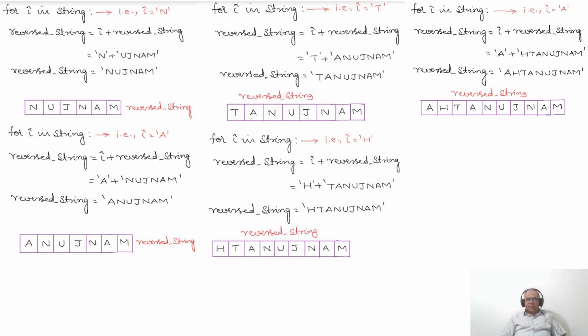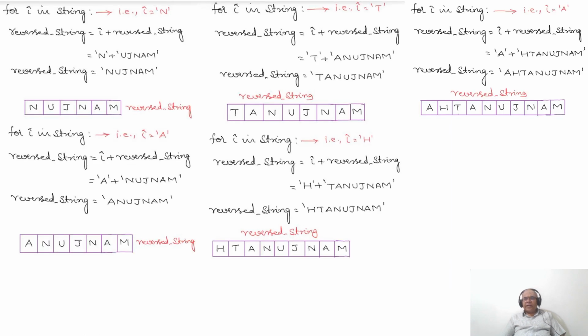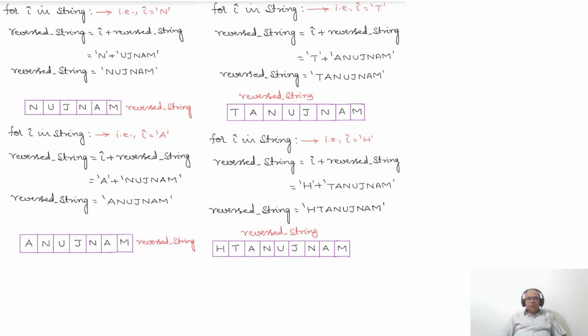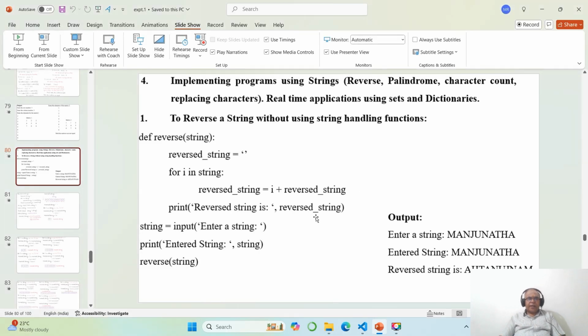What is the final thing? The total number of characters is 10, and you can see here also you will get 10, that is 0, 1, 2, 3, 4, 5, 6, 7, 8, 9. So this is how you can write a program to reverse the string without using the function. Now we will execute this by writing the same program using code.